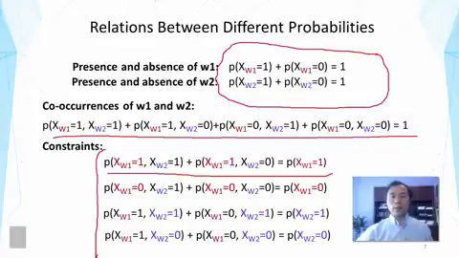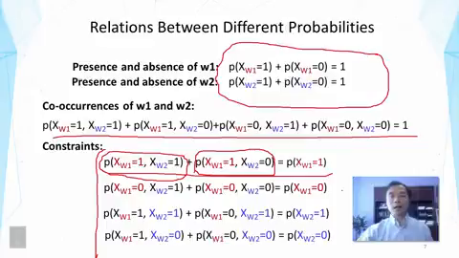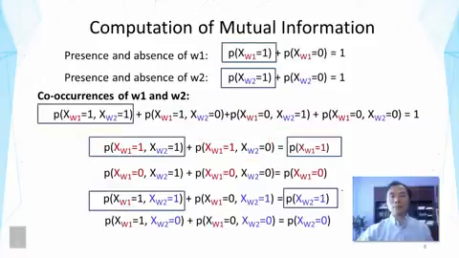So this probability captures the first scenario when the second word actually is also observed. And this captures the second scenario when the second word is not observed. So we only see the first word. And it's easy to see the other equations also follow the same reasoning. Now these equations allow us to compute some probabilities based on other probabilities. And this can simplify the computation.